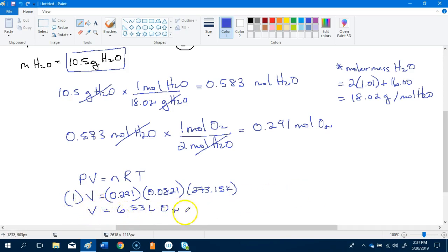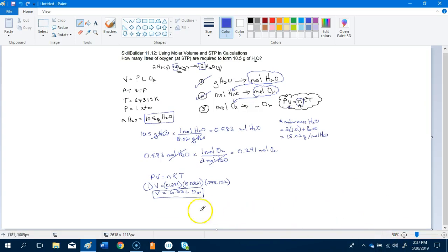So that's my answer for the question that if you are given 10.5 grams of water, how many liters of oxygen does it take to make that 10.5 grams of water? And that's 6.53 liters. That's the answer to Skill Builder 11.12.